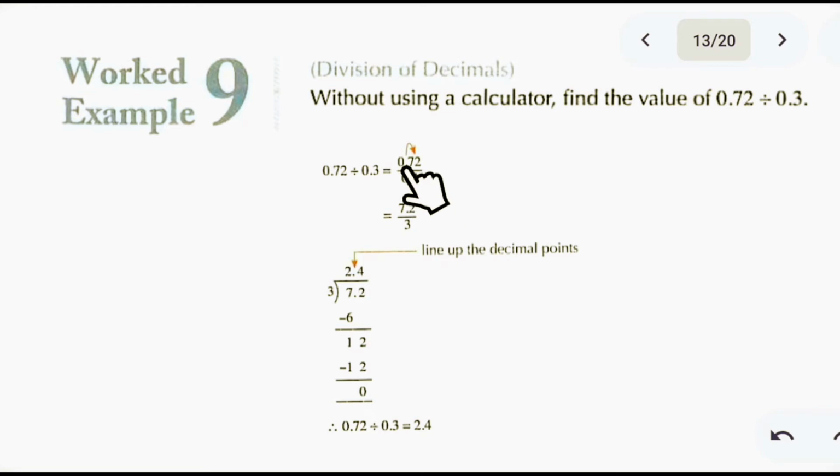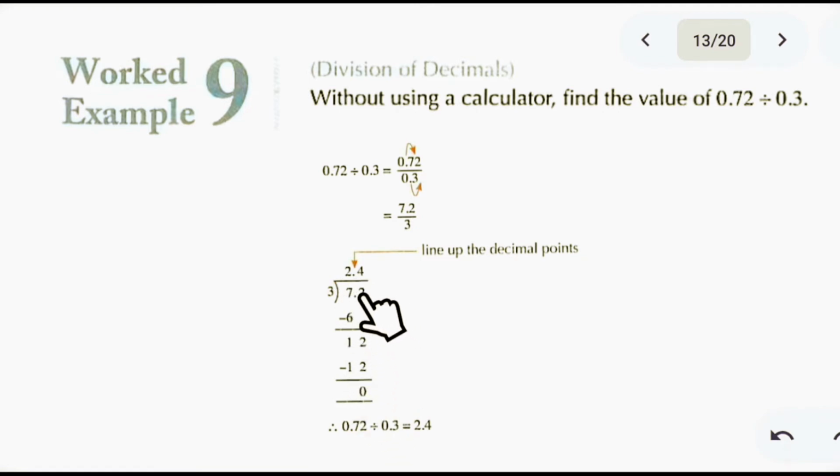So 0.72 will become 7.2, and 0.3 will change into 3. This is the maximum we can move them to the right. Then we divide 7.2 by 3 and get the answer 2.4.